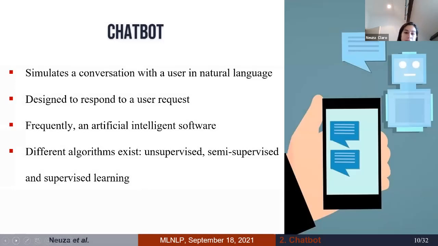As I mentioned previously, we find the chatbot as the solution to combat medication intake errors. It simulates a conversation with a user in natural language, and it is designed to respond to a user request. Frequently, it is an artificial intelligence software. There are many algorithms behind chatbots, and these can be included in 3 categories: unsupervised, semi-supervised, and supervised learning.